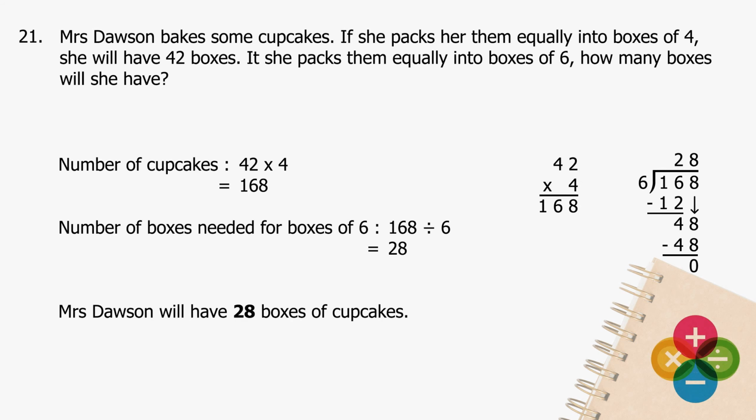The total number of cupcakes will be, multiply 42 by 4, and the product is 168. The number of boxes needed for boxes of 6 cupcakes will be, divide 168 by 6, and the quotient is 28. Mrs. Dawson will have 28 boxes of cupcakes.